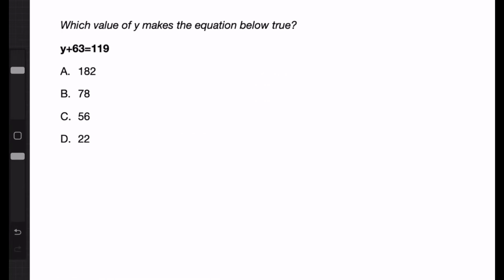Which value of y makes the equation below true? Y plus 63 equals 119. Well, in this equation, we're going to use the subtraction property of equality. And what that says is we can subtract any number from either side of the equation as long as it's the same number and the equation will still be true. So let's write out the equation. Y plus 63 equals 119.